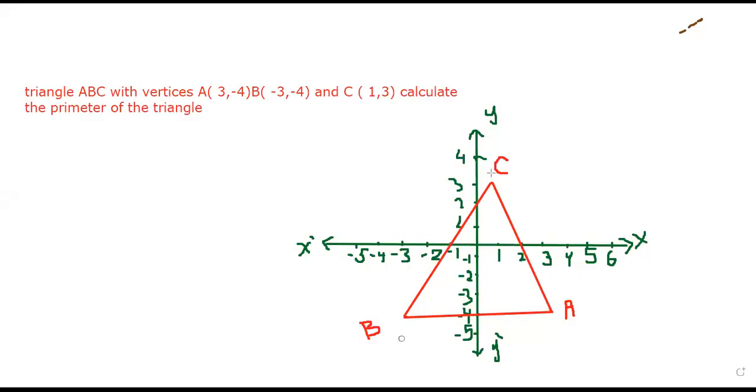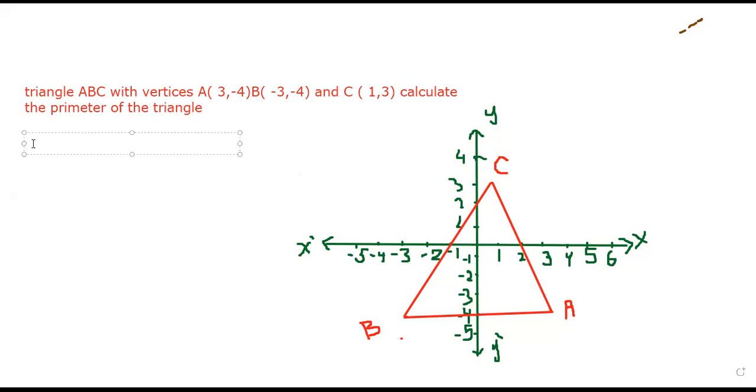Could you please tell me what the perimeter is? The perimeter of the triangle equals what? Grade 8, hello? Sum of all sides. Then we have to put a plan to answer this question.